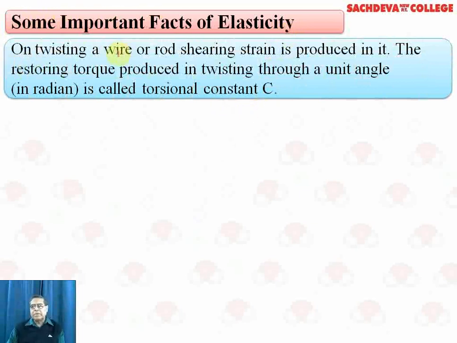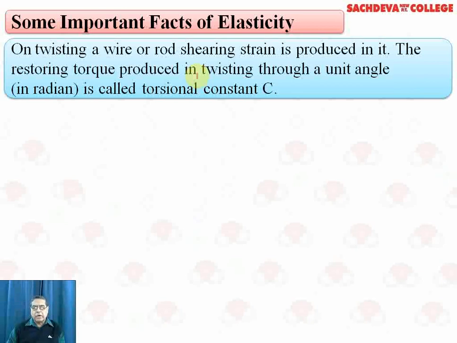On twisting, meaning spinning, a wire or a rod, shearing strain is produced. That is, there will be angular variation. The restoring torque: whenever we apply force for twisting, the tendency of the wire will be to come back to its original position. All atoms want to come back to the original position. So what happens? A restoring torque takes place.